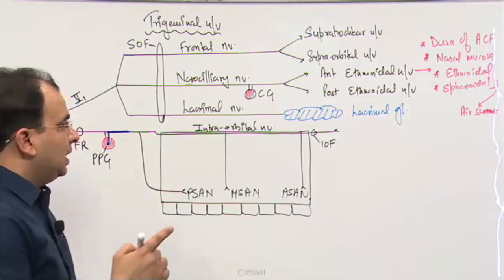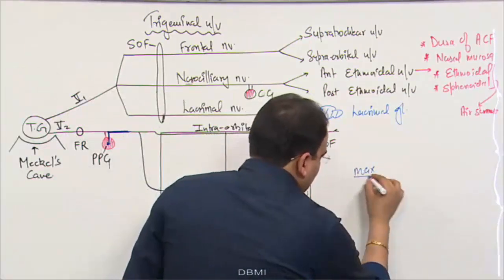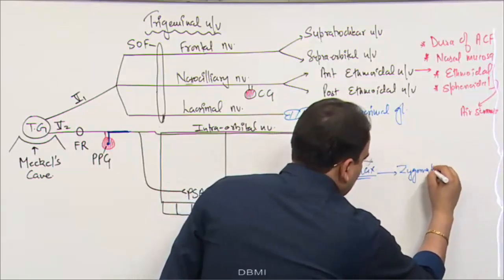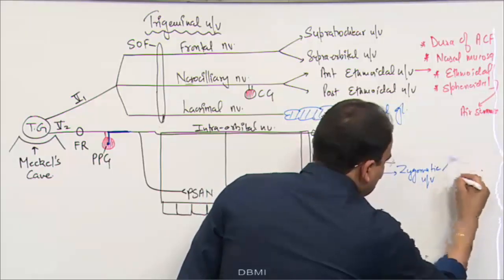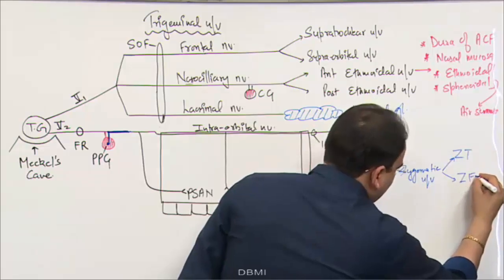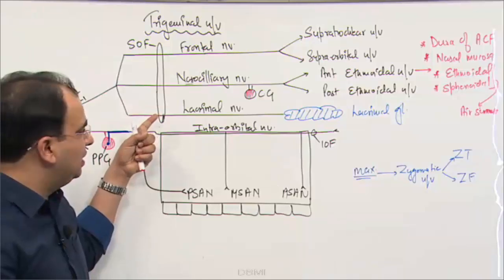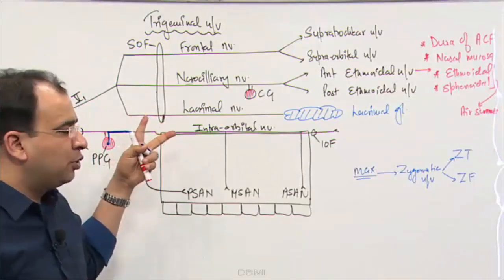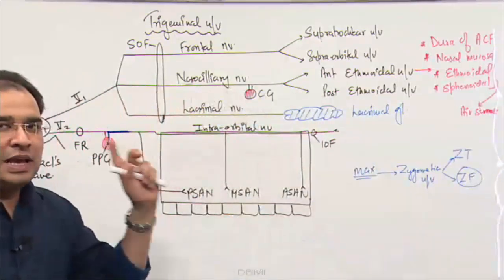The maxillary nerve gives off a branch which is called the zygomatic nerve, and the zygomatic nerve divides into two branches called the zygomaticotemporal and zygomaticofacial nerve. Maxillary nerve gives off a branch called the zygomatic nerve, and zygomatic divides into zygomaticofacial and zygomaticotemporal. Now forget about the zygomaticofacial for now and think about the zygomaticotemporal.